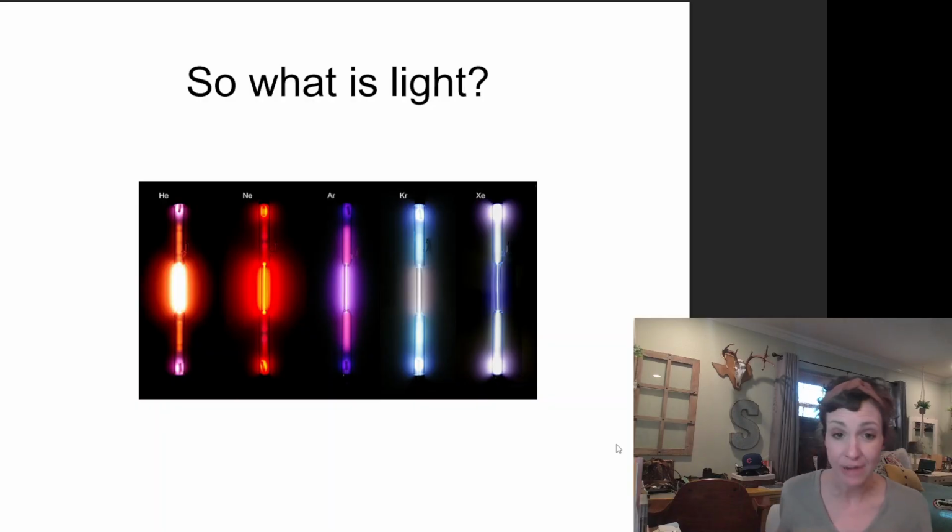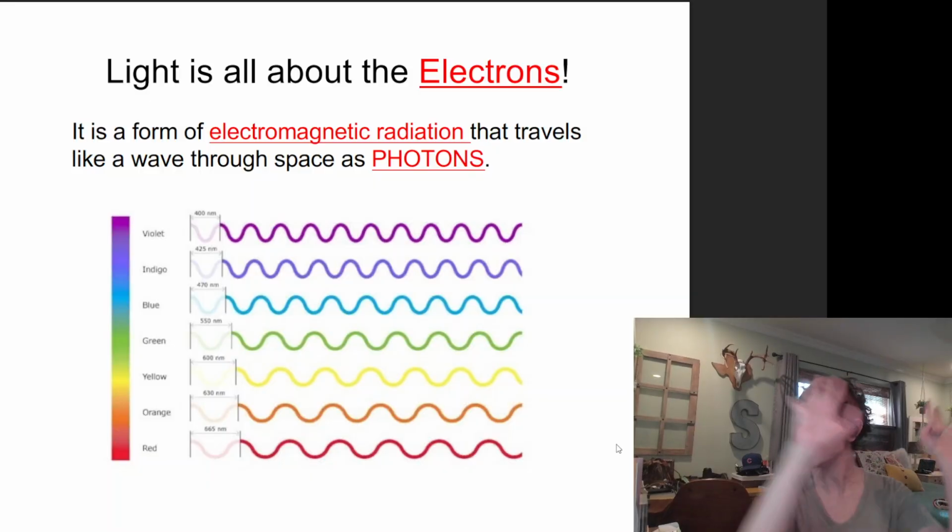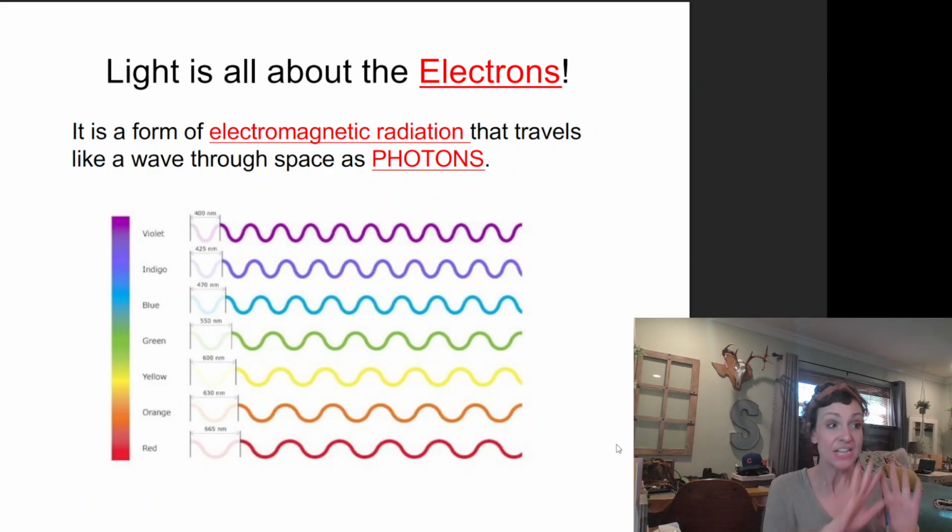Now, this is a perfect representation of what light is. You guys, it is all about electrons. Every single light that we see here on Earth, even stuff that we do not recognize as light, stuff that we just see is radiation reflecting off of that thing and into our eyeballs, is all due to the electrons in all of the atoms that make up the matter around us. So light is a form of electromagnetic radiation that travels like a wave through space as photons. So a photon is an energy unit of light.